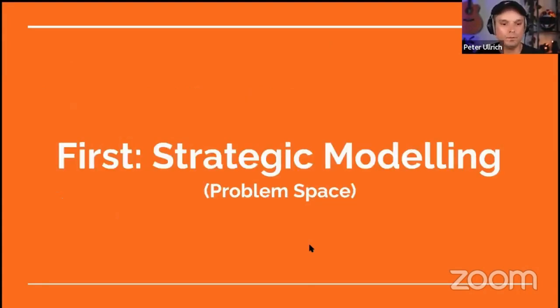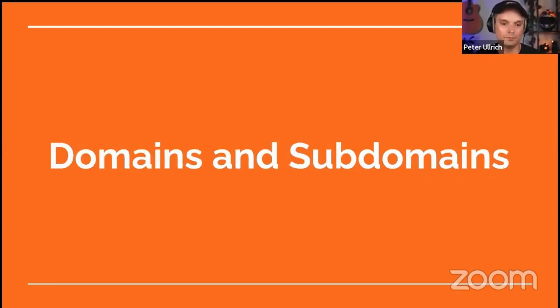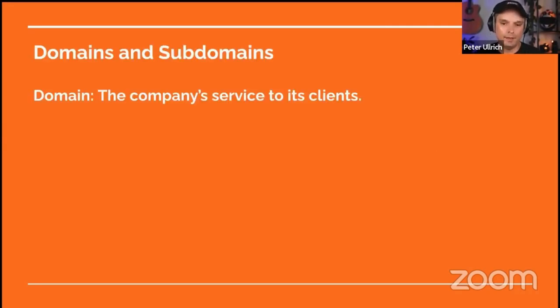Now, let's start with strategic modeling, the problem space. In here we have domains, subdomains, and bounded context. So first of all, let's talk about domain and subdomains. The domain is the company's service to its client. It's basically what the company does. So if you have Boaty McBoatface, our shipping company, it provides shipping. People give us packages and we deliver them to wherever they have to go.